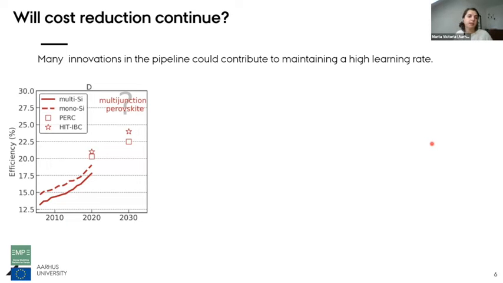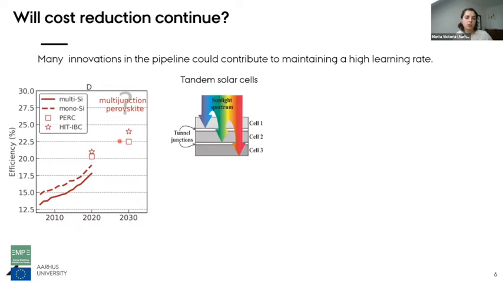It's difficult to predict this, but it's also important to realize there are still many innovations in the pipeline. We have had a sustained increase in efficiency. What's going to happen in the future? As I mentioned, there are innovations in the pipeline. One of them is tandem solar cells. The main idea is that we combine different subcells, each of them transforming into electricity one part of the spectrum, and by doing that, we can attain higher efficiencies.